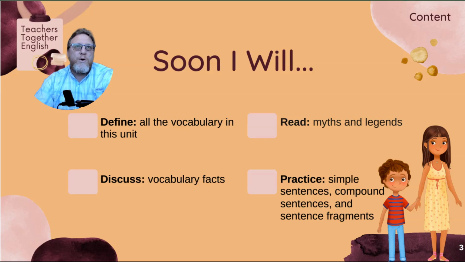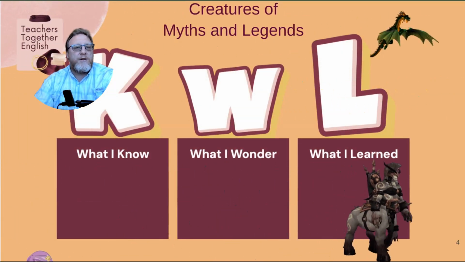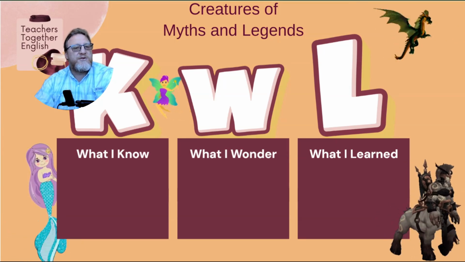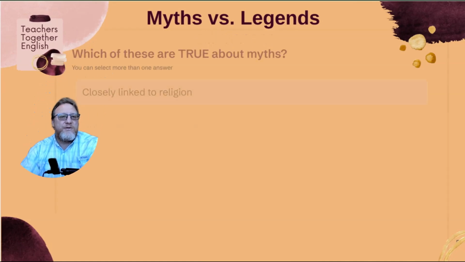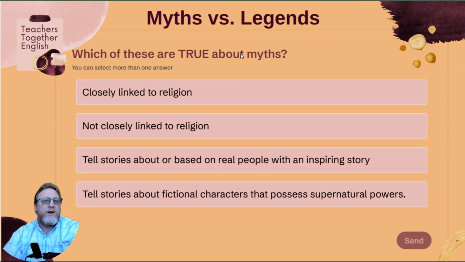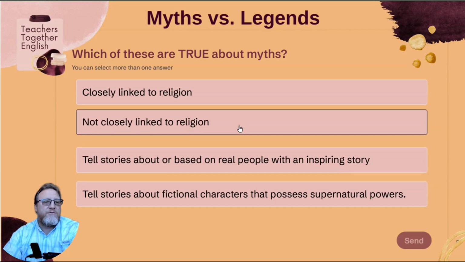Now, you have your "I will" outcomes, the outcomes that you're looking to get out of this assessment. Your KWL chart: what I know, what I wonder, what I learned. Spend a little time with your student here. But then you get into the real part of it, where you can actually ask questions that are going to be calculated. So these are true or false about myths.